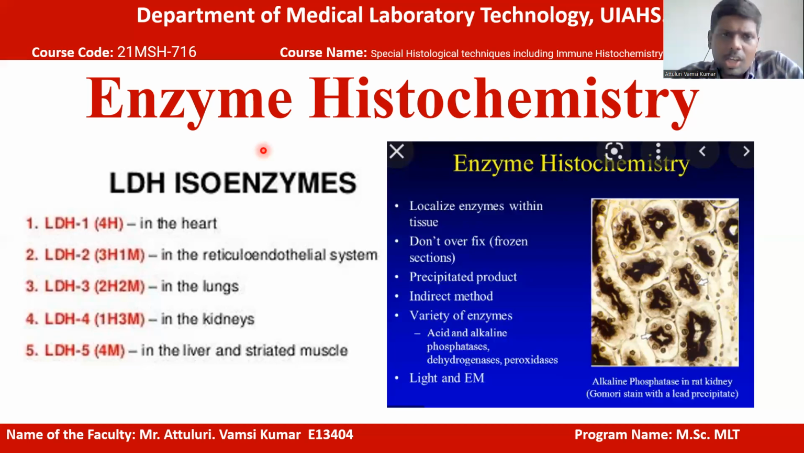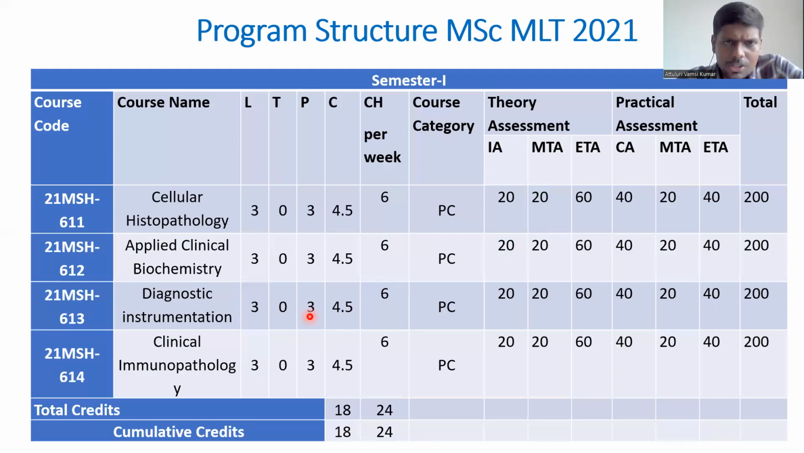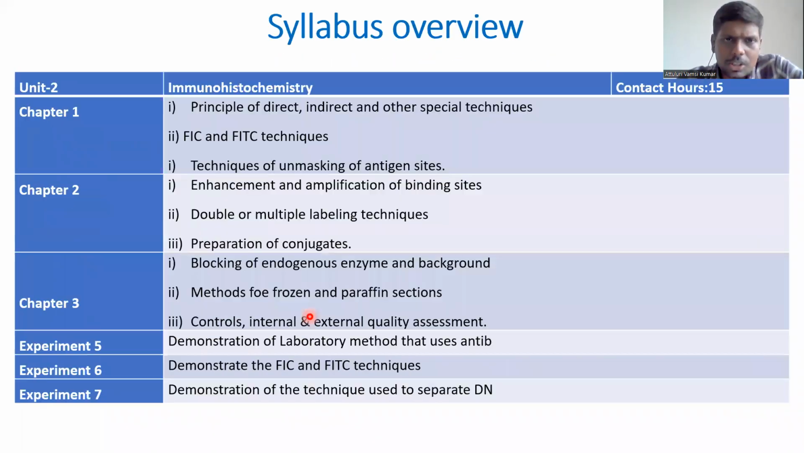We have many types of enzymes, and those enzymes are specific to many organs, like LDH, the lactate dehydrogenase isoenzymes. LDH1 is present in the heart, 2 is present in the reticuloendothelial system, that means white blood cells, 3 is in the lungs, 4 is in the kidneys, and 5 is in the liver and the striated muscles. So enzymes have their own significance, and measuring them will give us some idea about the working status of any organ. This is the introduction to enzyme histochemistry.